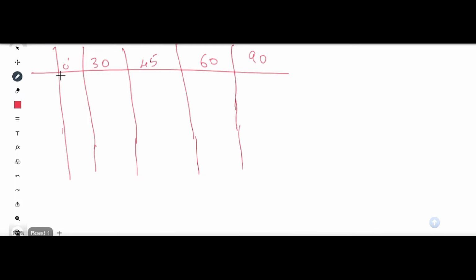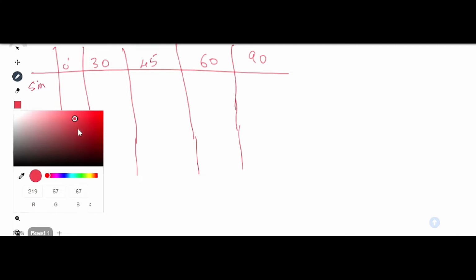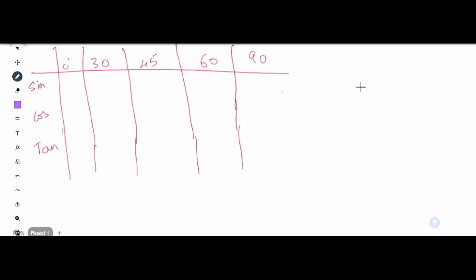So these are the basic trigonometric functions which you have to know for the basic trigonometric angles. What are the functions of trigonometry? Sine, cos, and tan. If you know these three functions, the rest of the things you'll be able to find out easily for the entire circular range.